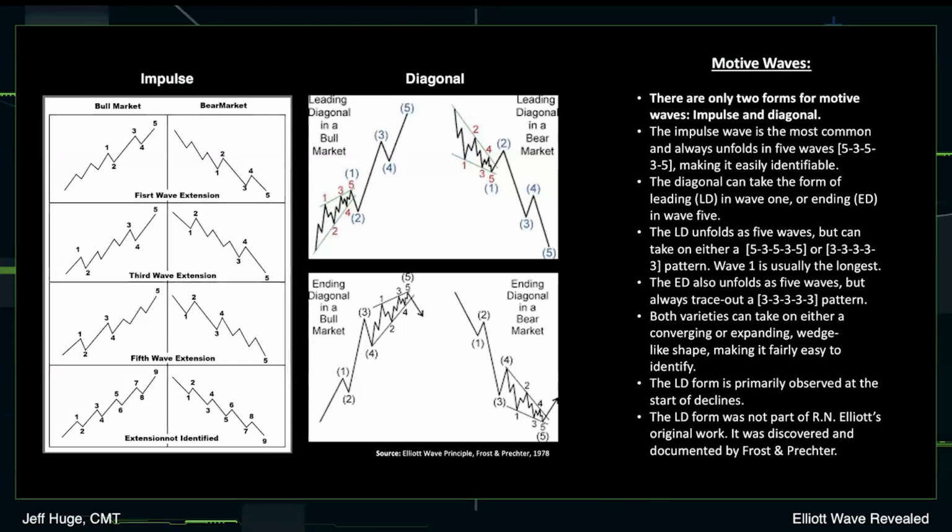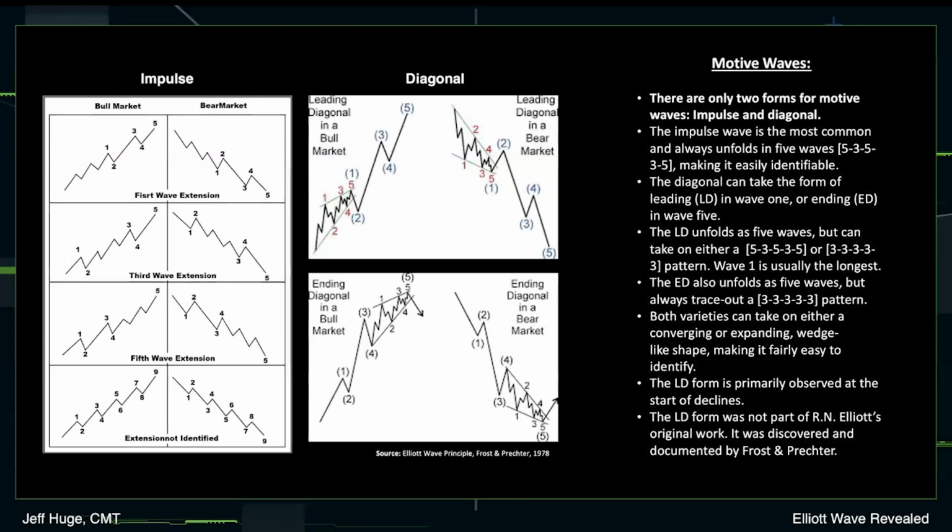We also want to talk about the ending diagonal, which also unfolds as 5. And this is where it's much more common. I would say that there's probably a 70% probability that if there's a diagonal at all, it's going to be at the end rather than at the beginning. So it's far higher probability that a diagonal will show up as an ending diagonal rather than a leading diagonal. But again, ending diagonals always unfold as 5 waves, but the pattern always traces out a 3-3-3-3-3 pattern.